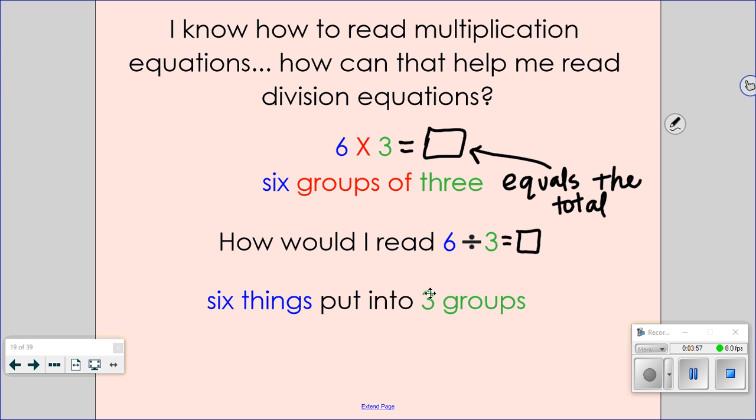Miranda, why are you not writing? 6 things put into 3 groups. And then I want you to draw the little arrows so you know what each symbol means. What does that box mean? A little tricky. What does that box mean? Arwen, what do you think? What does it mean in terms of my division equation?